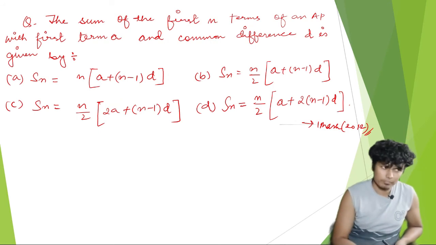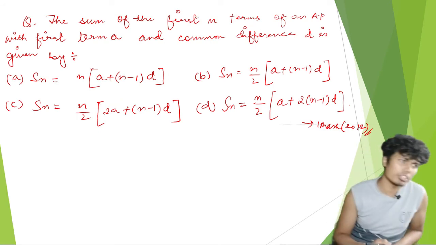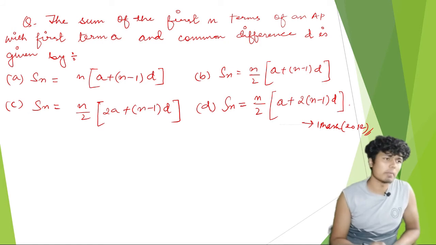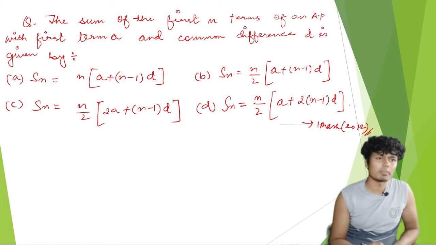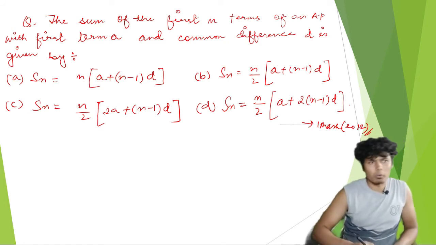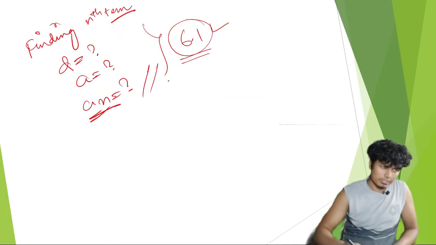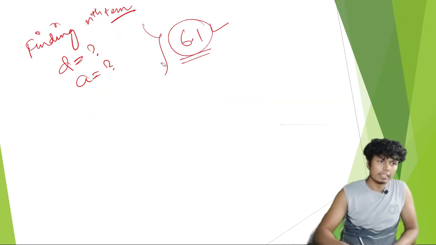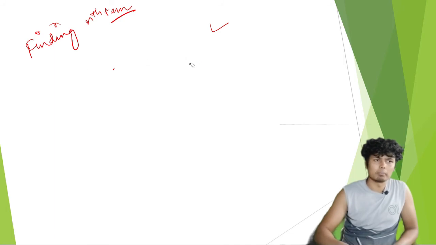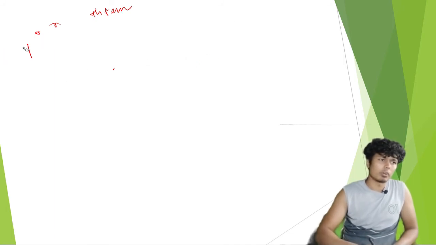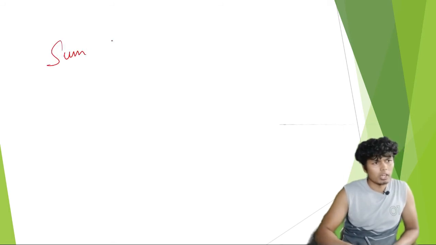Next question. Let us try another question. The sum of the first n terms of an AP with first term A and common difference D is given by... Now, before going through this, we need to discuss the sum of an AP.